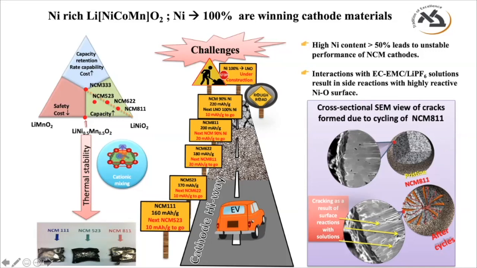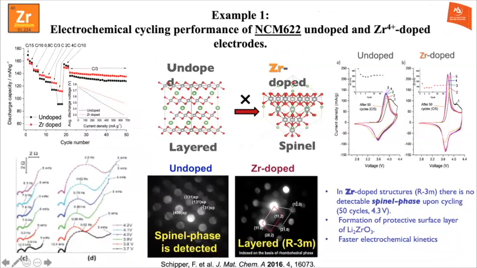So what we can do, in the rest of my talk, I will concentrate on these important materials at two different aspects. So what we can do is doping. It appears that when we dope these materials with metal cations like zirconium, I'll show you more examples, but zirconium is a good example, we have both bulk stabilization and surface stabilization.